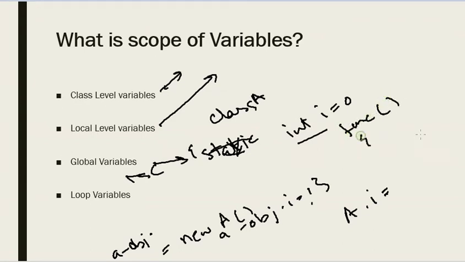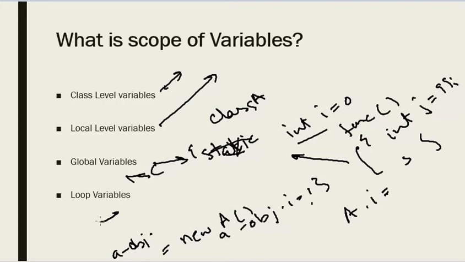Local level variable is a variable which is defined within a function of a class. Let's say it's a function. Here is a variable defined, int j is equal to 99. Then this j has only scope within this function, and out of this function it's not known. So this is called a local level variable.